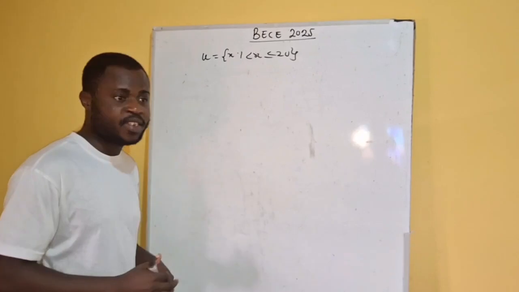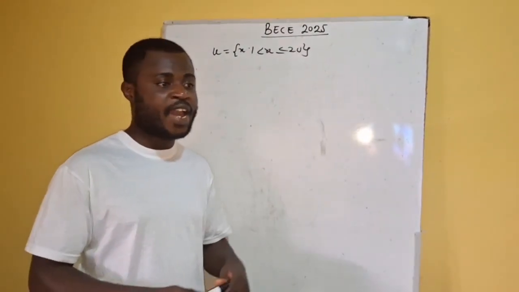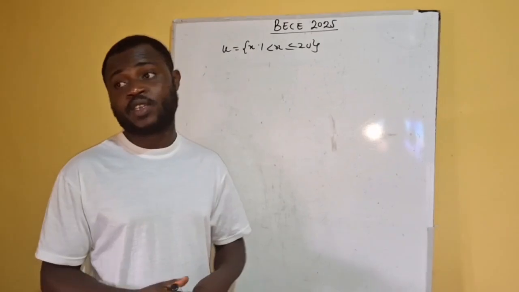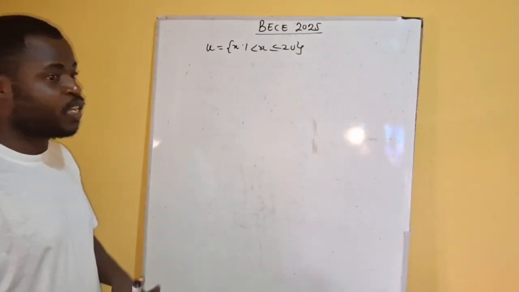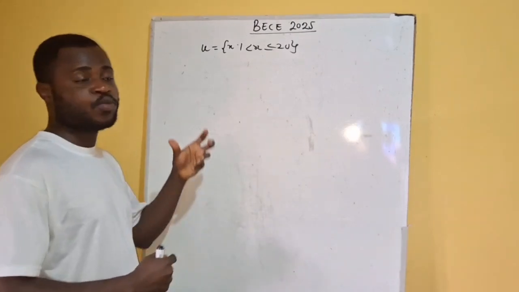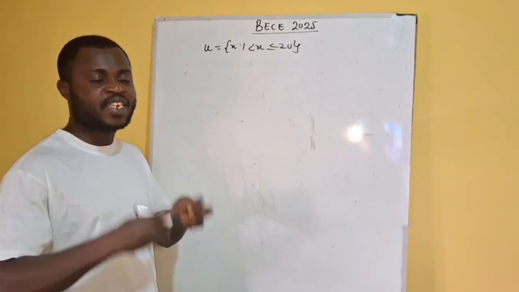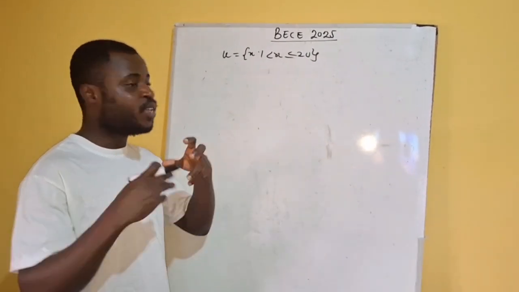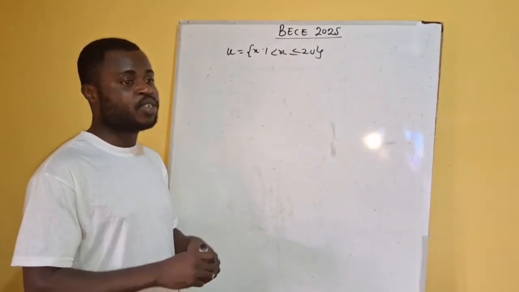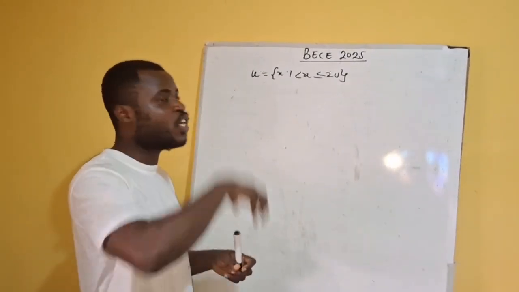The question says, list the elements of P intersection Q, and list all the subsets of P intersection Q. Now they've given you the universal set and they are telling you that P is multiples of 3 and Q is positive even numbers, and they are subsets of this universal set. If they are subsets of this universal set, it means all the numbers you are going to list should be found in the universal set.